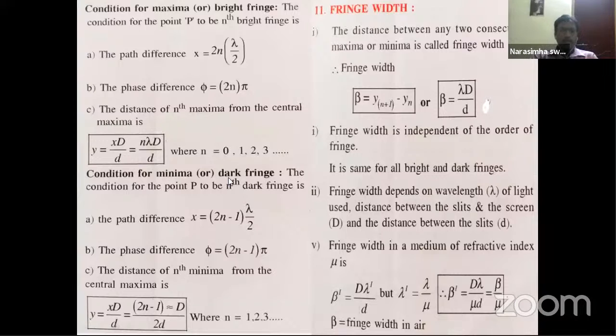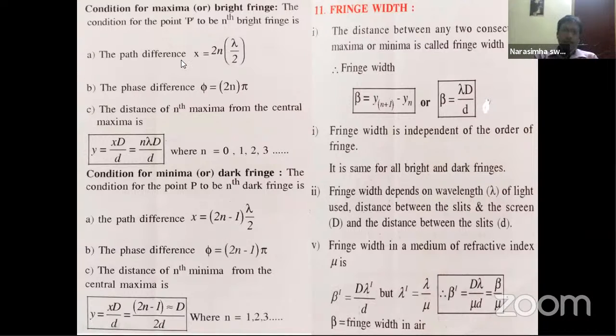So this is information related to the same concept: the condition for maxima, or bright fringe. What are the formulae to get the bright fringe? The path difference is calculated for the condition for point P to be the nth bright fringe. At a point P there may be an nth fringe, we don't know which fringe it is from the center. So let us take the nth fringe, meaning first fringe, second fringe, third fringe, and so on, which we can select randomly on the screen at a particular point.